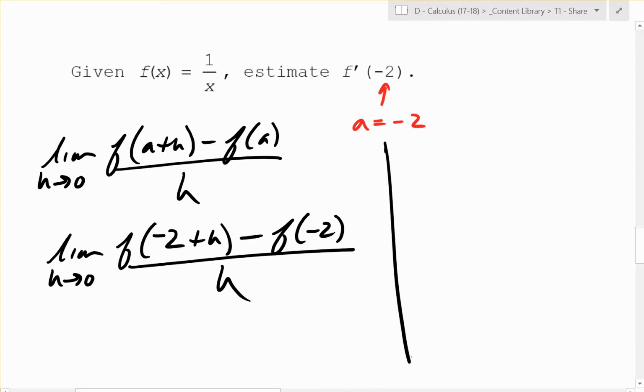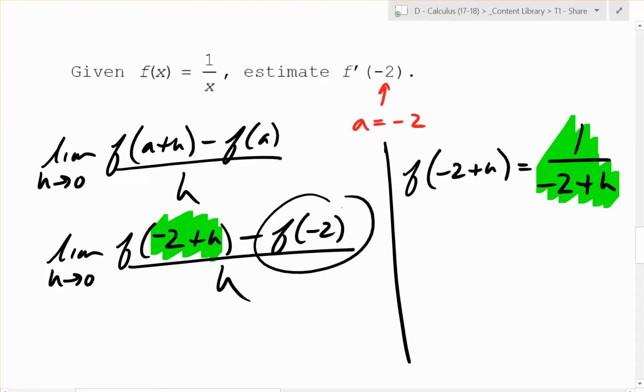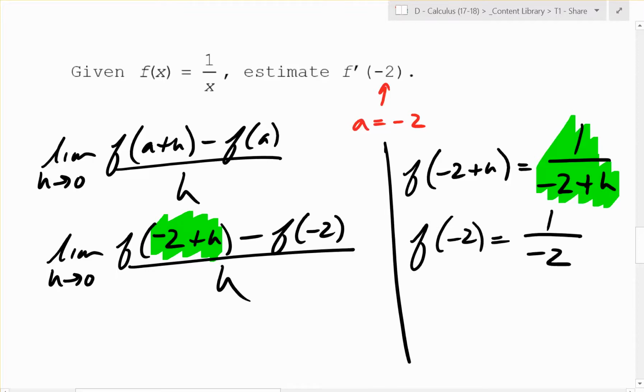Now you just need to be careful about how you evaluate this. So when you plug in negative 2 plus h into the function, what is that going to become? Well, you're asking the question, what is f of negative 2 plus h? That's going to be 1 over negative 2 plus h. So this is the green part right there. And then you need to also ask yourself, what is f of negative 2? Well, f of negative 2, keeping track of all the negative signs, we have 1 over negative 2. So that's the blue part right there.